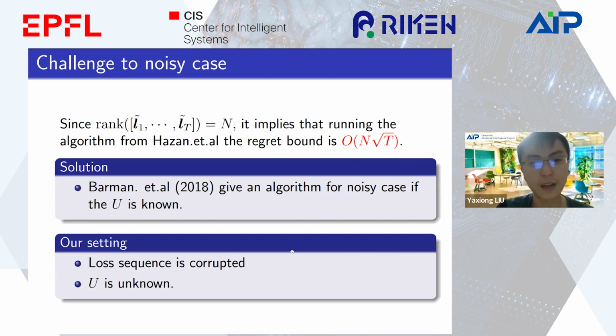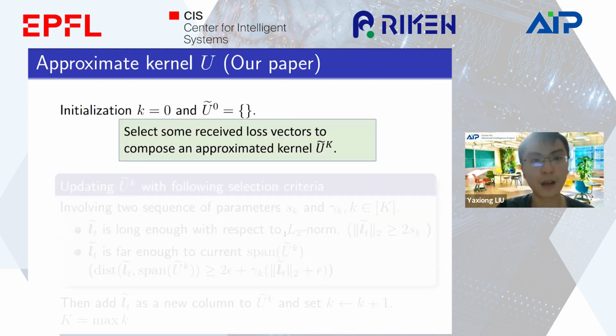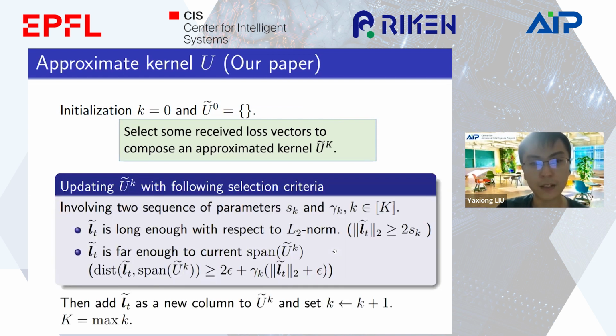In our setting, we assume that noise is added to corrupt the low rank structure. Meanwhile, the kernel is unknown. So how could we approximate the true kernel? This is one of the central problems in our paper that we need to solve. In principle, we give selection criteria for selecting the received loss vectors. There are actually two criteria.